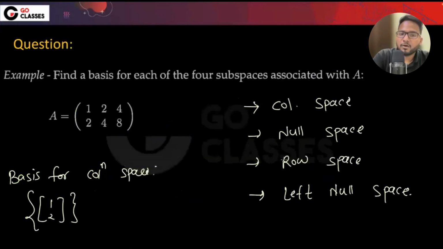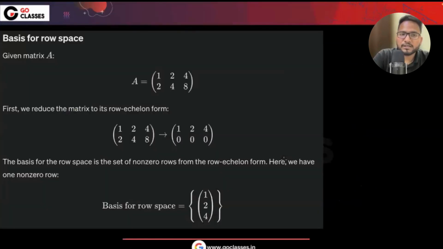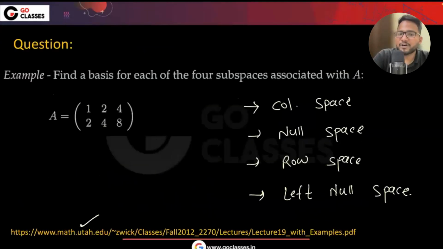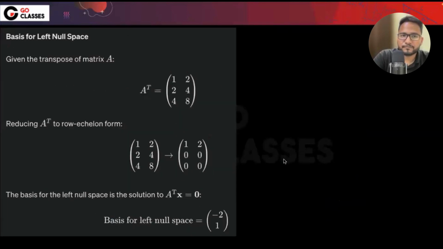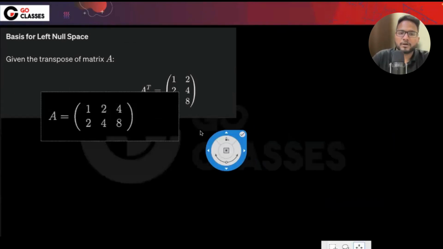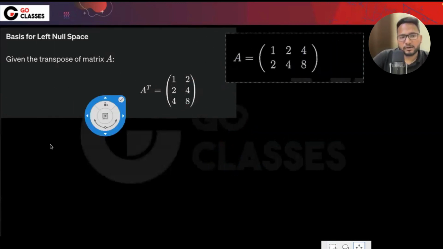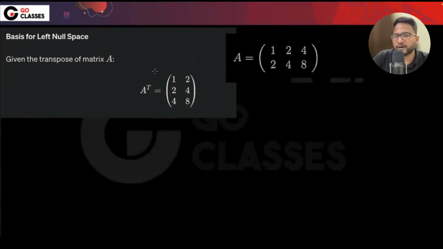Now, the last space that is remaining is the left null space. Can anyone tell me how we can find the left null space? What should be the first step? It is to take the transpose of the matrix, right? So let's just find the left null space. If this is A, the very first step is to find the transpose of this matrix.